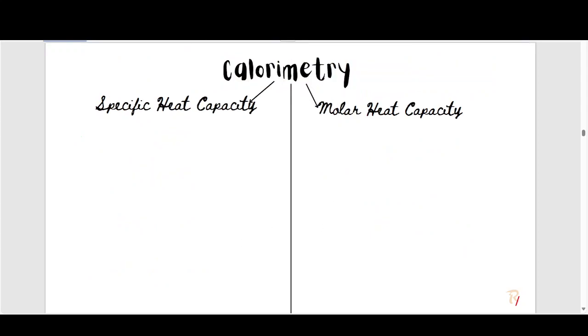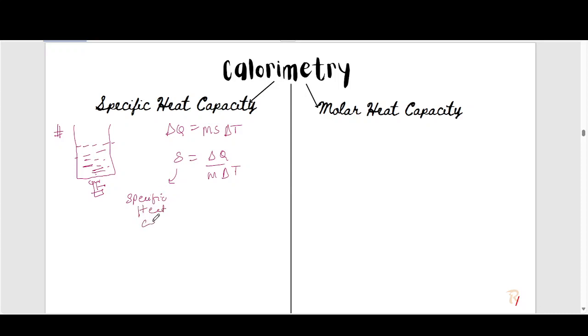Okay, coming to the calorimeter. Let me take a container. I will take a Bunsen burner here. I want to heat this container. Del Q is equal to m s delta T. Therefore, s equals del Q by m delta T. S gives us the specific heat capacity.